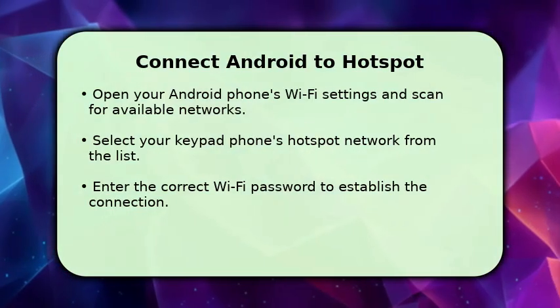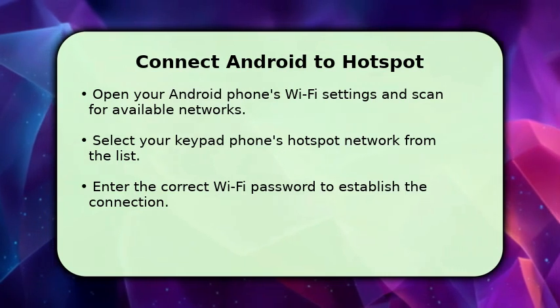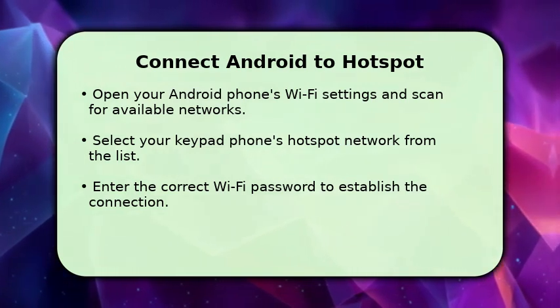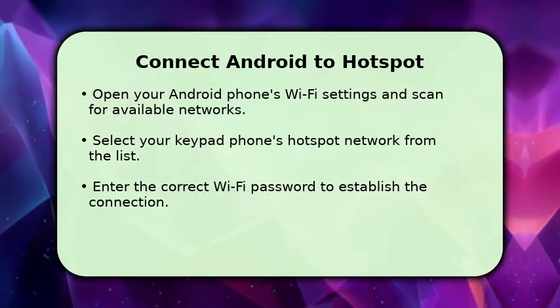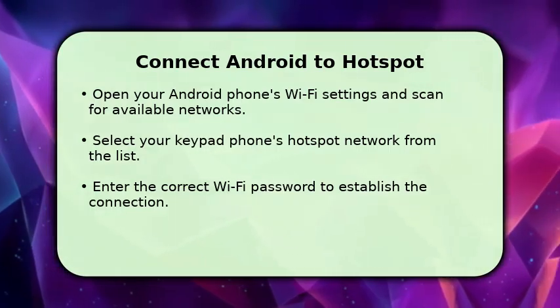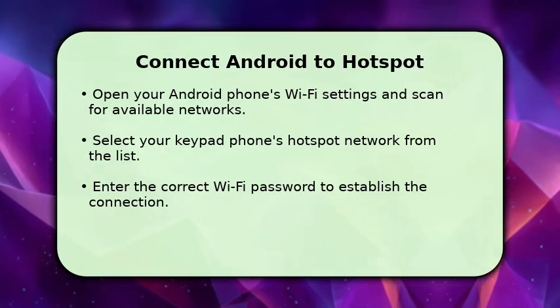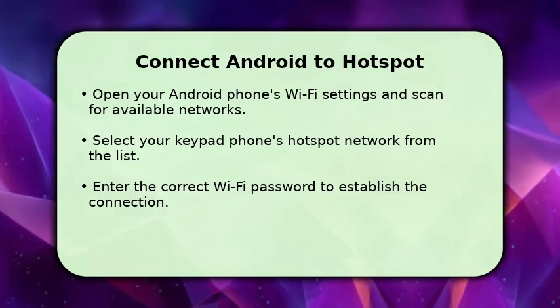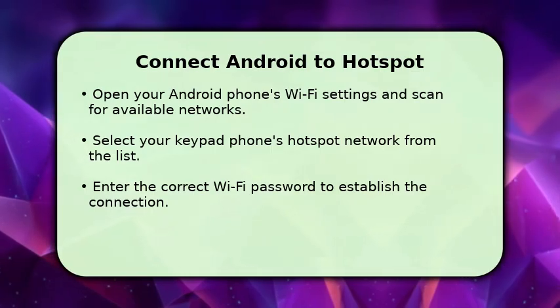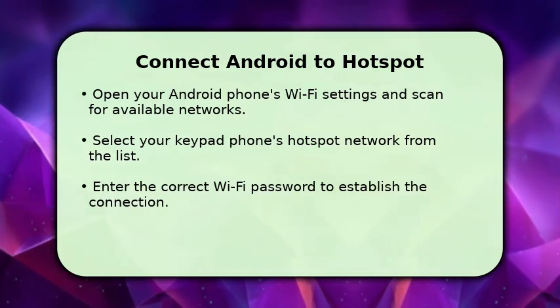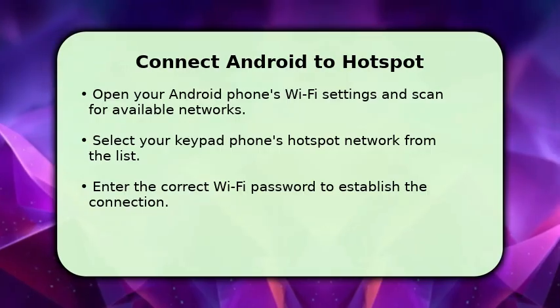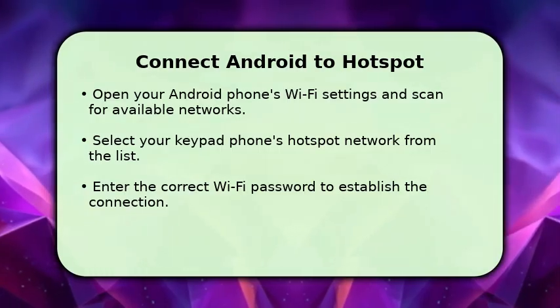Now grab your Android phone and open its settings. Tap on Network and Internet, then Wi-Fi. Turn on Wi-Fi and wait for the list of available networks to appear. You should see your Keypad phone's hotspot name. Select it and then carefully enter the password you set earlier. Once connected, your Android phone will have internet access through your Keypad device. It's a seamless process, usually taking less than 30 seconds.